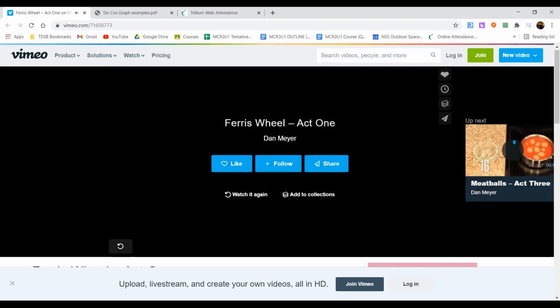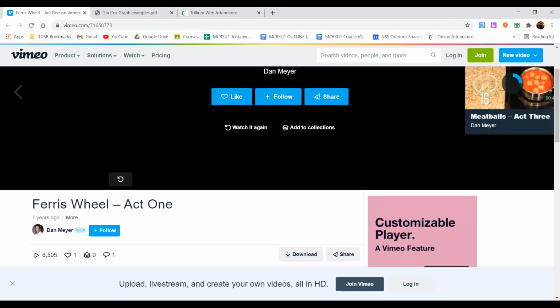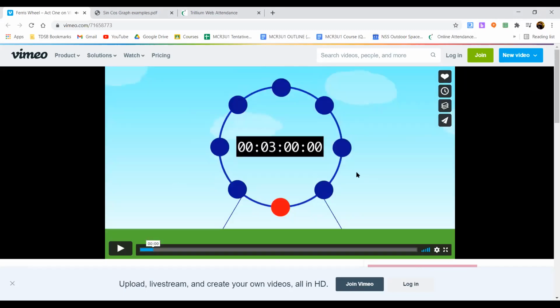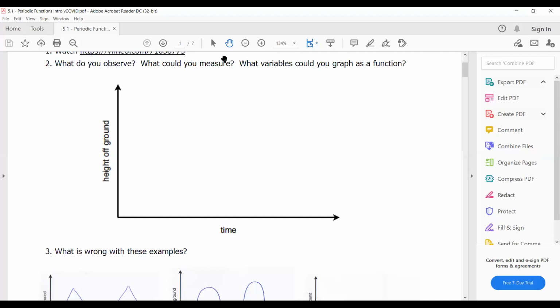Whoa. Okay. Wonder if you saw that. What do you notice about its movements? What do you notice about its height? Can you draw the movement on this curve?